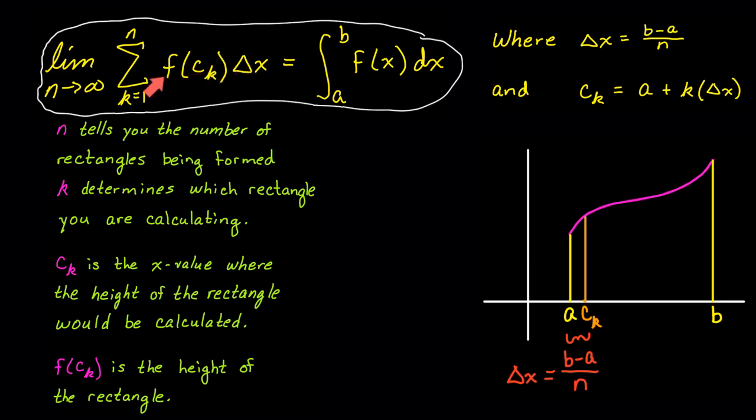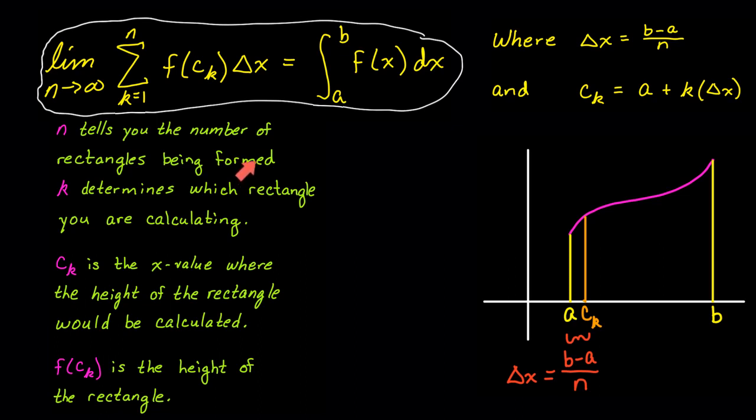All right, so f of c sub k looks very much like f of x, and delta x looks very much like dx. And in fact, they are the same thing, just a little bit different notation. So what do the different parts tell us? N is going to tell you the number of rectangles that are being formed.